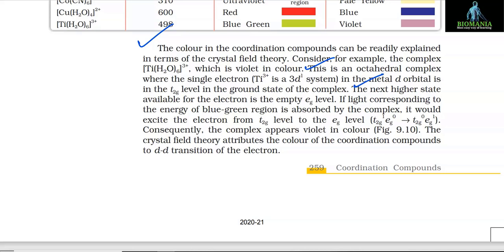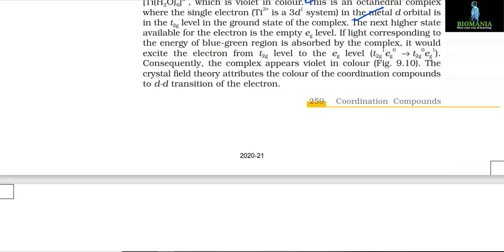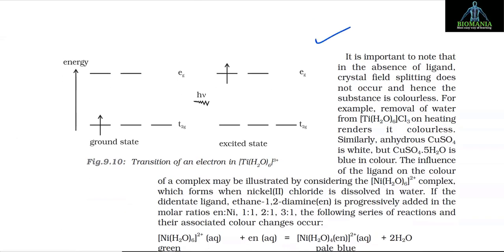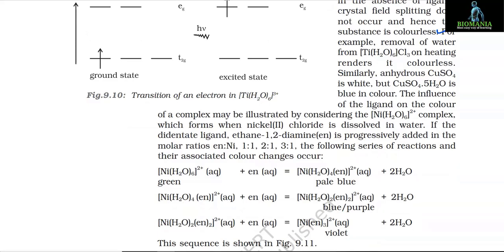If light corresponding to the energy of the blue-green region is absorbed by the complex, it would excite the electron from the t2g level to the eg level. Consequently, the complex appears violet in color. The crystal field theory attributes the color of the coordination compounds to d-d transition of the electron. It is important to note that in the absence of ligand, crystal field splitting does not occur and hence the substance is colorless. For example, removal of water from [Ti(H2O)6]Cl3 on heating renders it colorless.